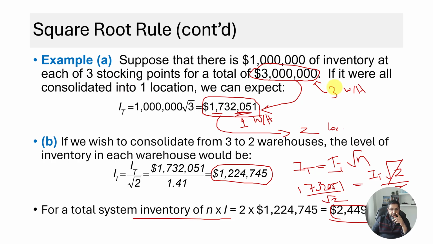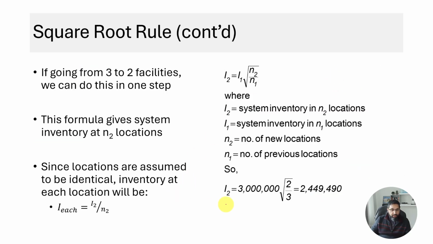You can go from 3 to 2 directly by using a second version of the formula. Okay, let's look at that. So in this second version of the formula, you have n2 locations to start with. This is your starting.